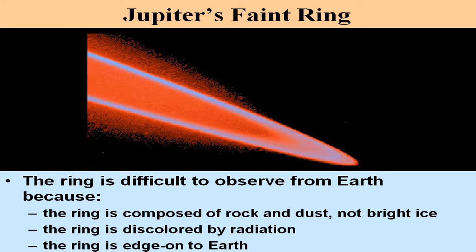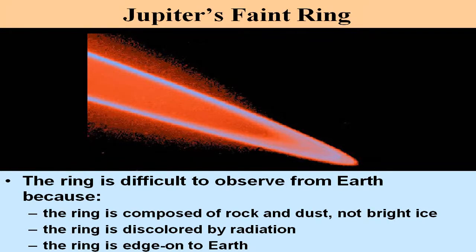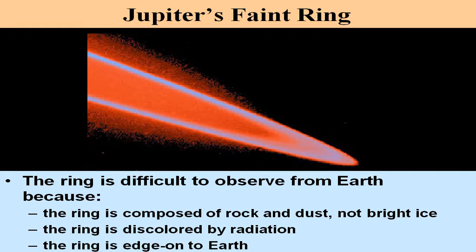Jupiter is straight up and down. The ring system is around its equator, so to us the ring system is always edge on, and hence, as we saw with Saturn recently, when the ring system is edge on, it's very difficult to see from Earth.